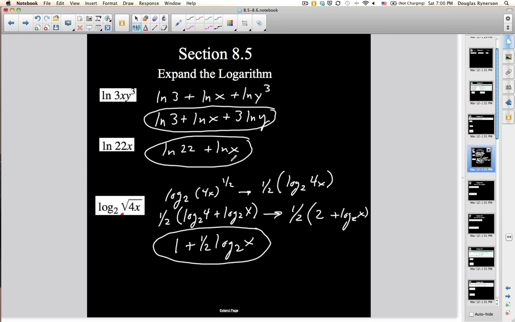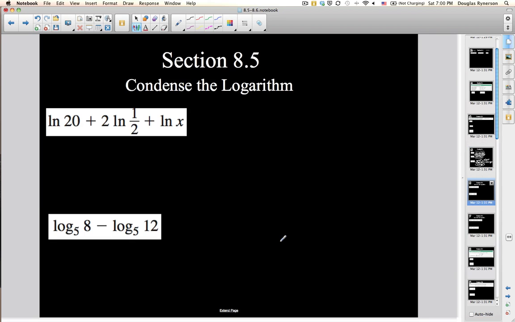Okay, so sometimes there are very few steps, sometimes there are a couple steps, and sometimes it takes several steps to work through to the very end. Right, now that was expanding. Now we're going to take expanded logarithms and we're going to condense them.